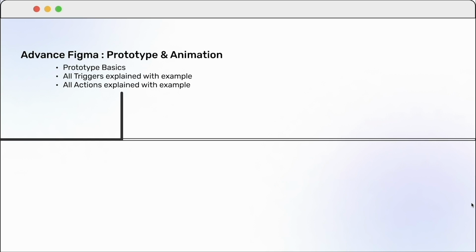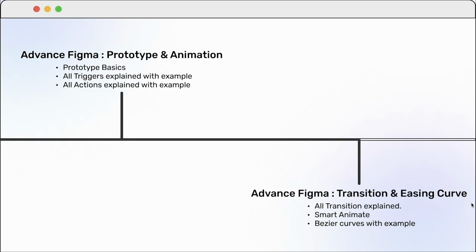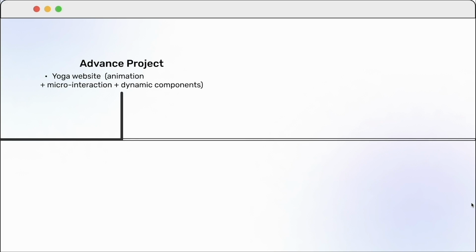After understanding the prototype and animation, we will move to the next section that would consist of transition and easing curve. We will learn about Bezier curves and we will see when to use which transition. After learning prototype, animation and transition, we will create a large project in which we will apply everything we have learned.